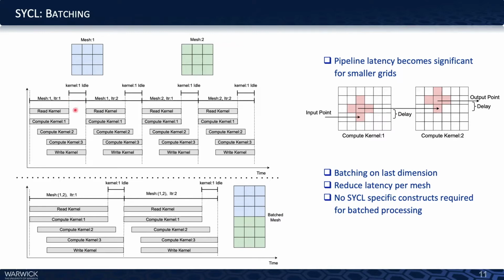Instead, in batch computing, where meshes are placed one after another, compute kernel 1 can start processing the second mesh immediately after finishing the first one. This will reduce the idling time of the compute module as well as improve the average latency per mesh, as visible in this diagram. And here we note that there's no SYCL-specific construct required to apply this optimization.